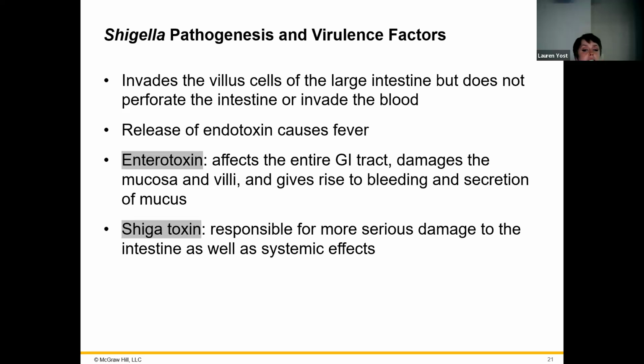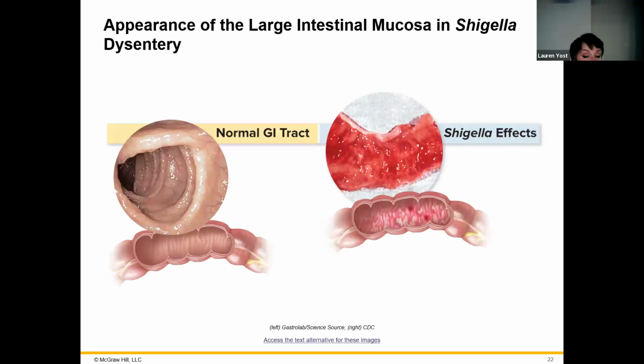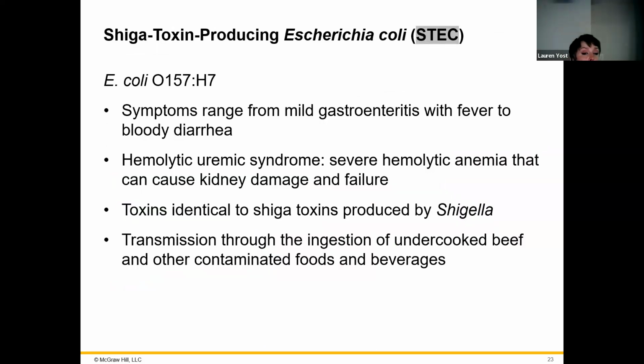And it has these toxins, the enterotoxin and specifically the Shiga toxin, that causes serious damage to your intestine that leads to the bleeding of the inner lining of your intestine. And this is what presents as the dysentery. So on the left here, we have the normal GI tract, and on the right, we have the effects of Shigella. You can see quite clearly we've got a lot of inflammation. We have the loss of the crypts that are normally seen in the intestine that help with nutrient absorption, and the shedding of the lining of the intestine as well, leading to that bleeding.